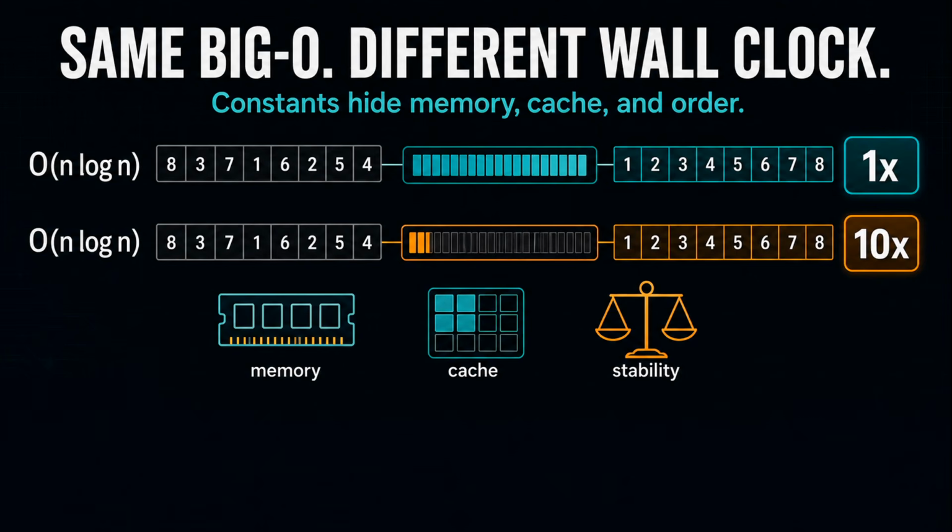Big O says comparison sorts cannot beat n log n comparisons in the general case. Right. The textbook lower bound. Fine. But two algorithms with the same Big O can differ by 10x in wall clock time, and that gap is where the real engineering lives. The constants hide three things that Big O ignores: how much extra memory the sort needs, whether it is friendly to the CPU cache, and whether it preserves the order of equal items. Pick the wrong default, and one of those three quietly breaks something downstream.